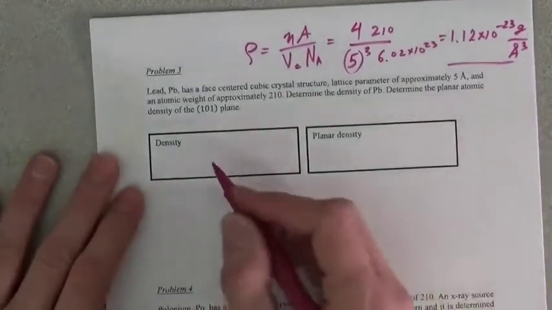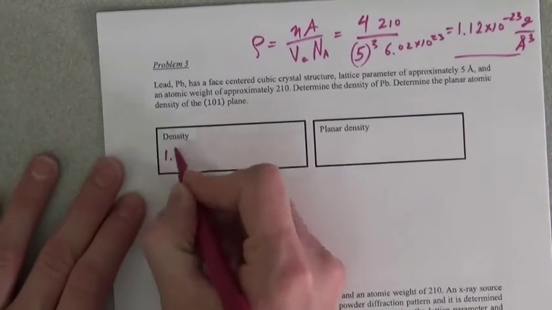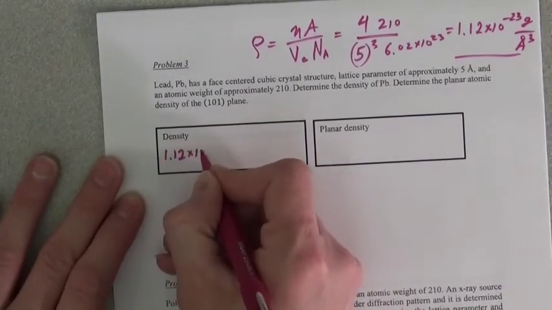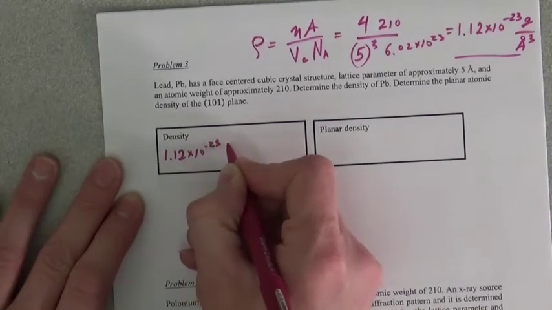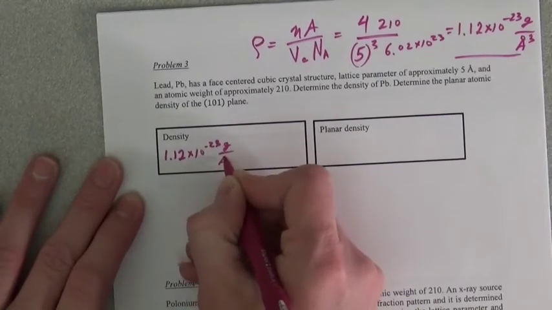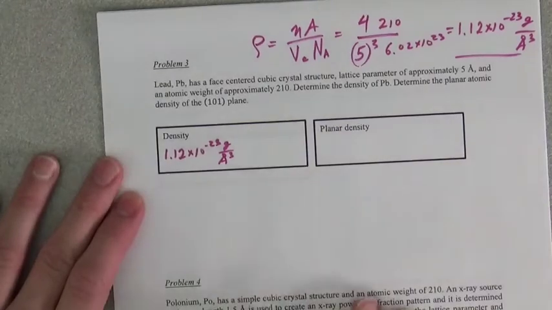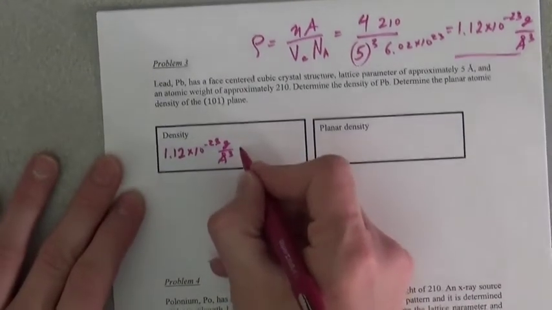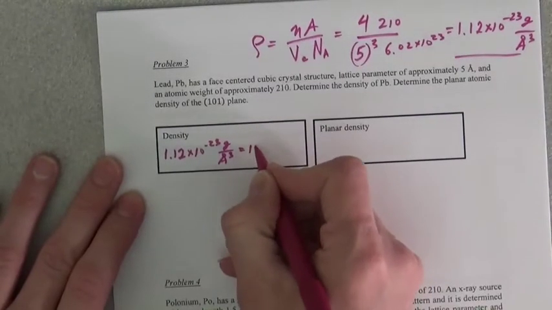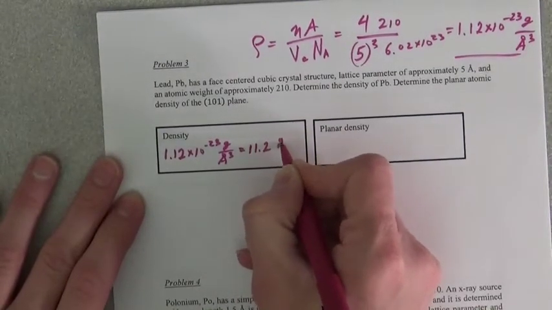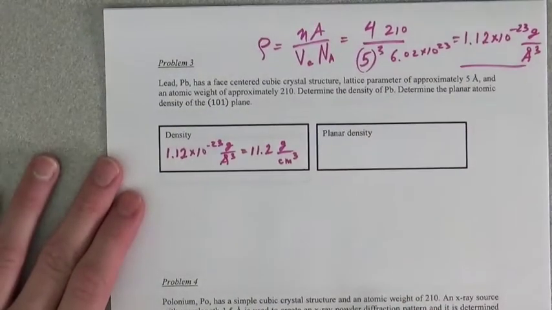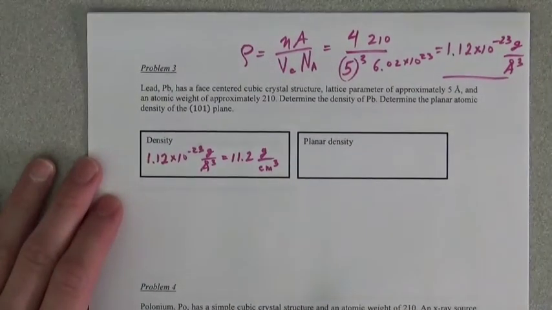And you can certainly use that as a solution. You get full credit for that. But if you want to convert that to cubic centimeter, it turns into 11.2 gram per cubic centimeter, which is a little easier on the eyes.